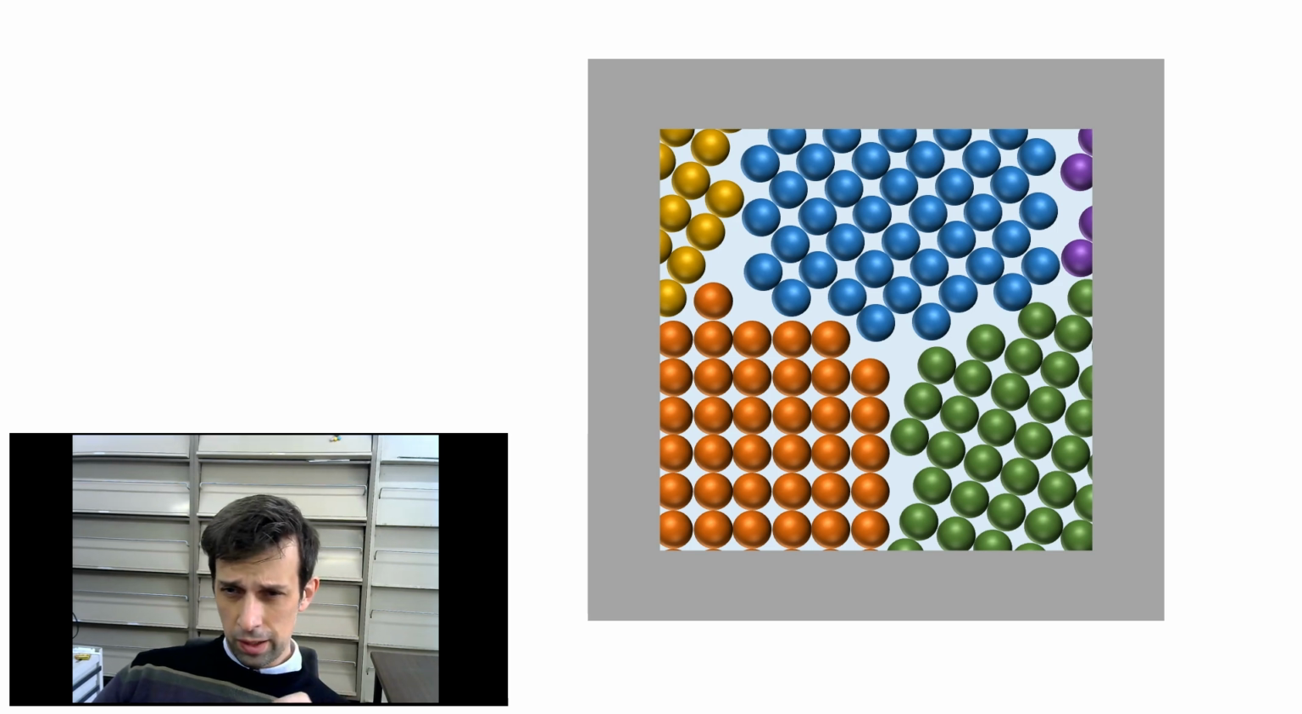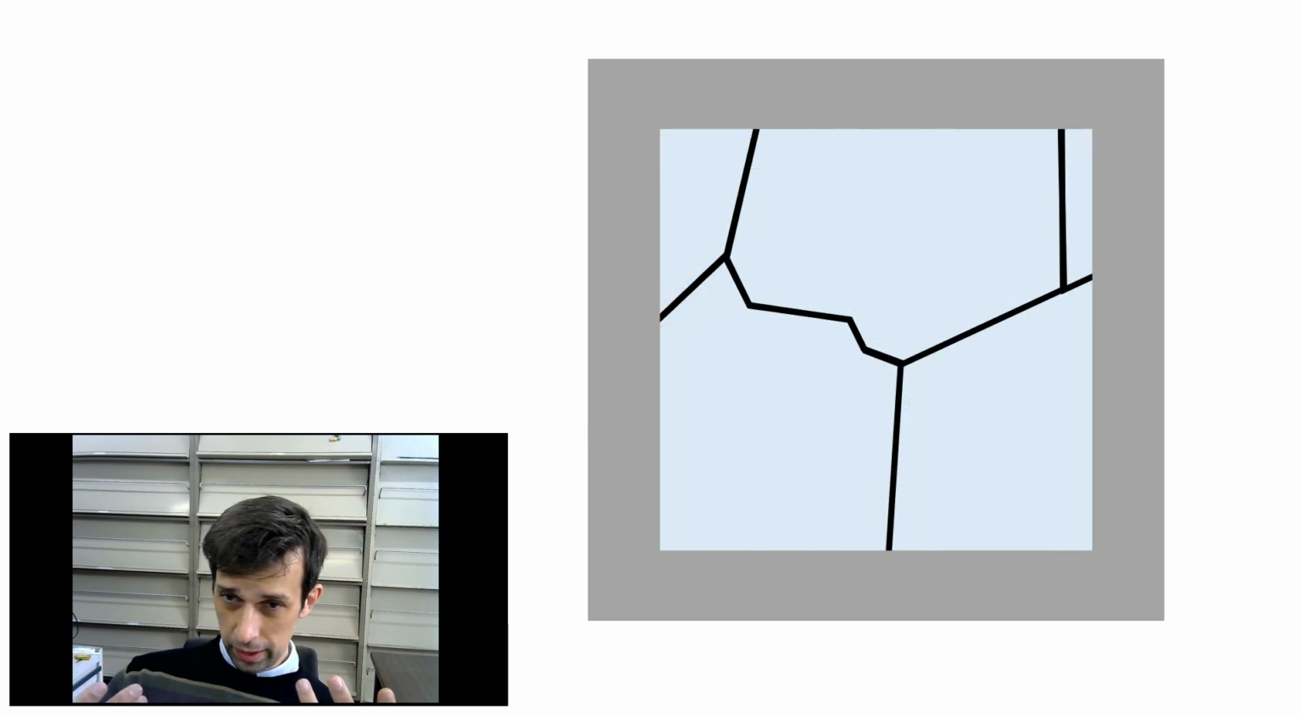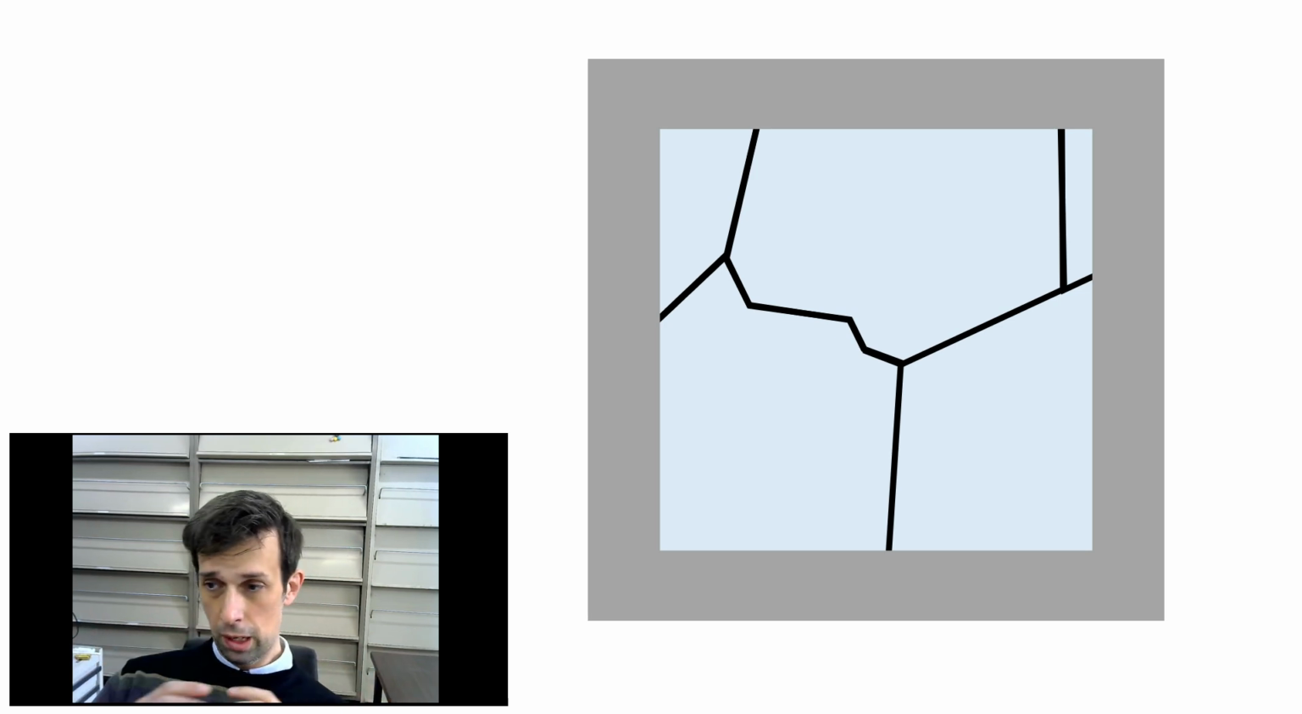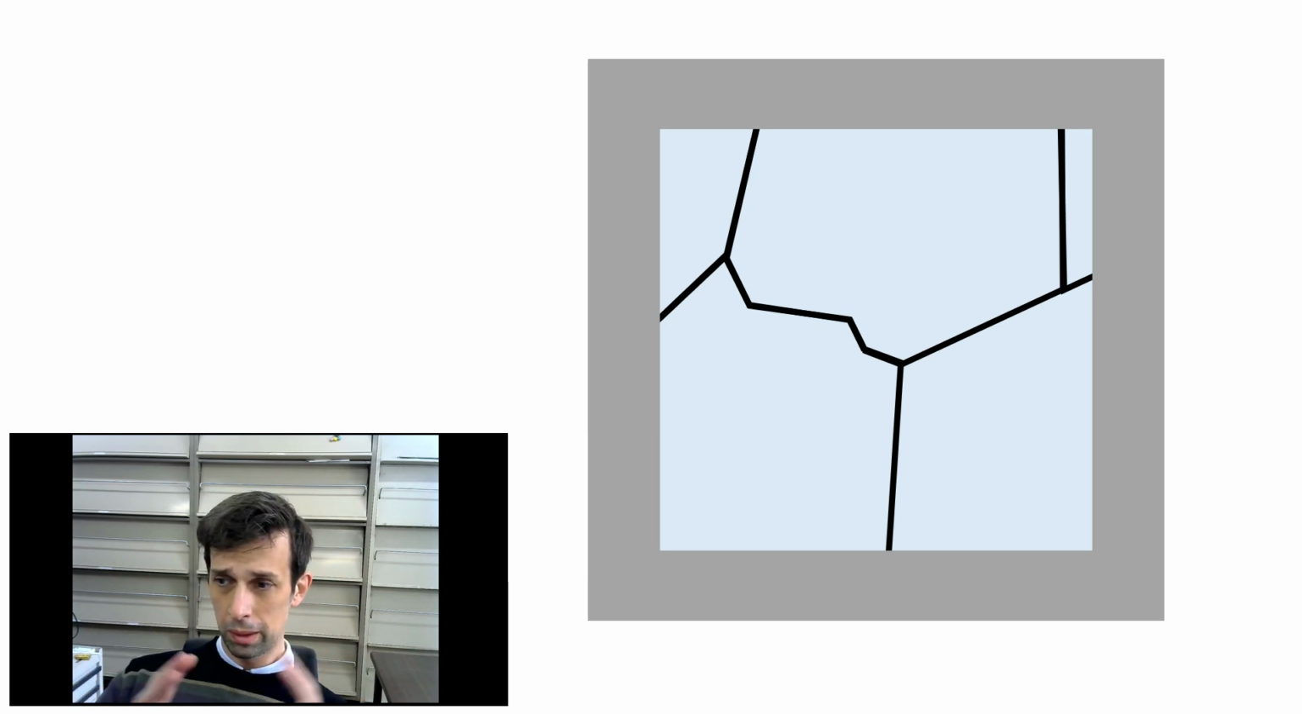Between these crystals, there are some empty spaces. These empty spaces are called the grain boundaries, and depending on the amount of grains, the amount of grain boundaries increases, and the grain boundaries have their own properties, and they can mess up with the properties of our material.